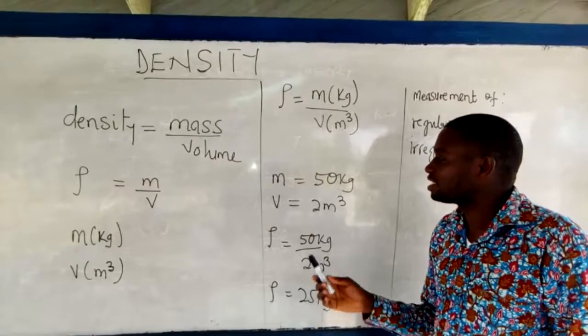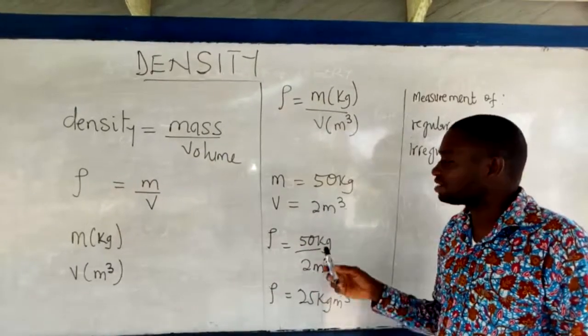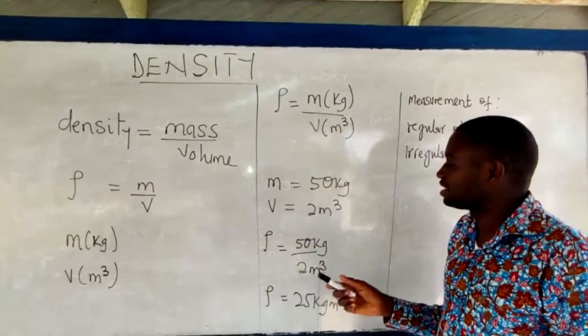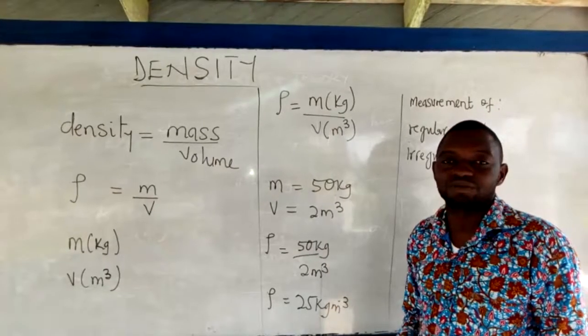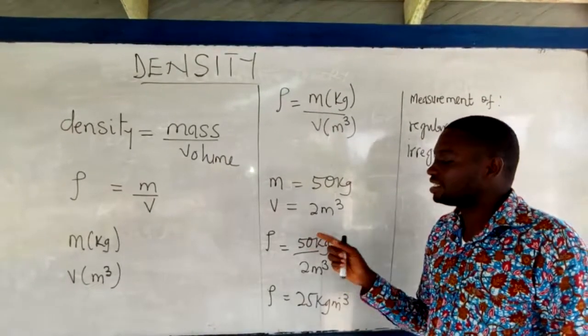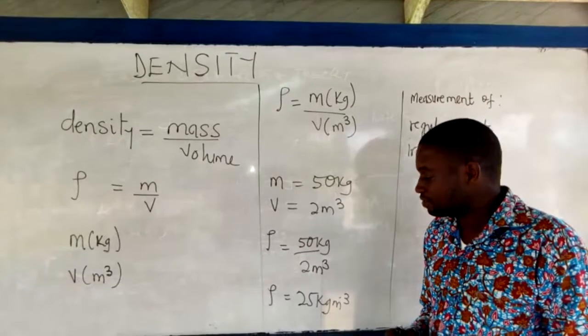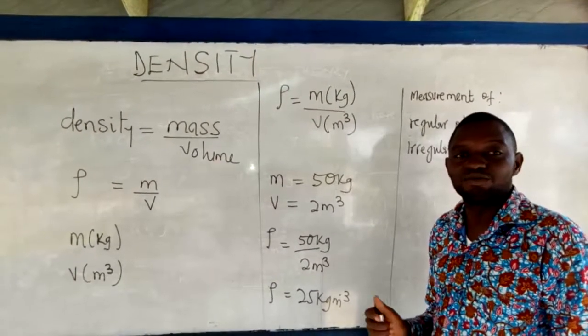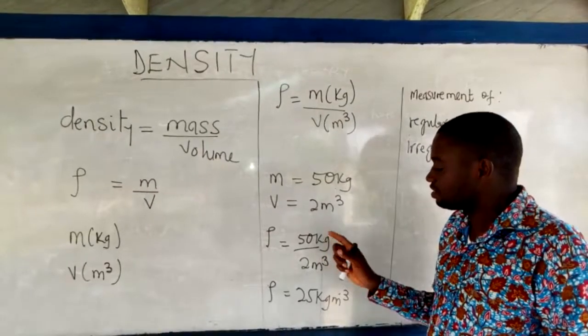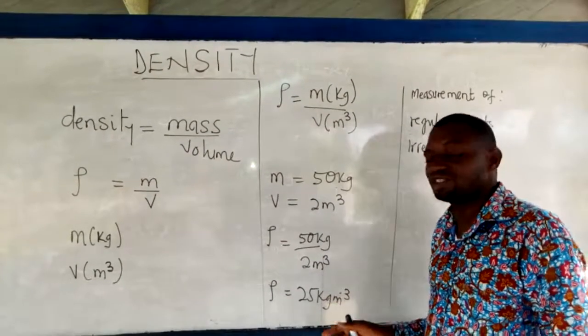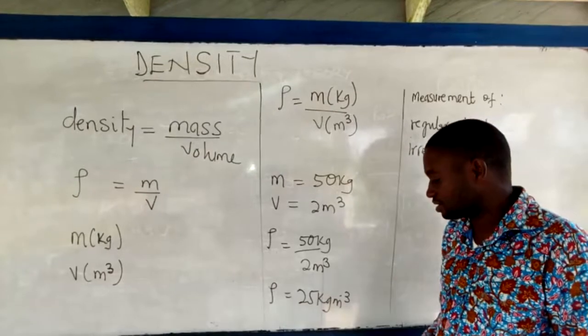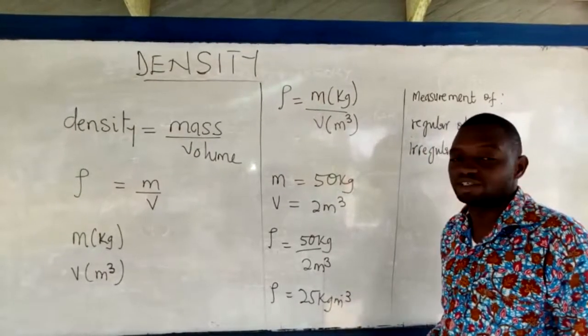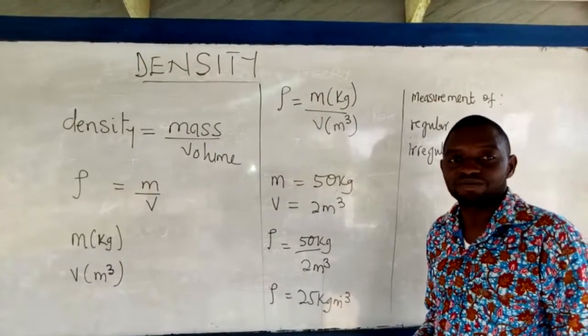For example, if you are given a substance which weighs 50 kilograms and its volume is 2 meters cubed, then the density of that given substance will be 50 kilograms divided by 2 meters cubed. And when you divide 50 by 2, you will get 25. So the density of that given substance will be 25 kilograms per meter cubed.